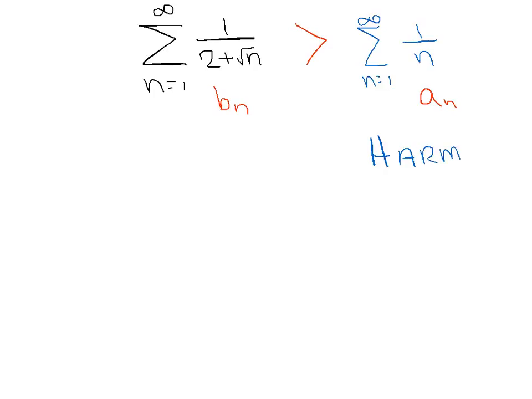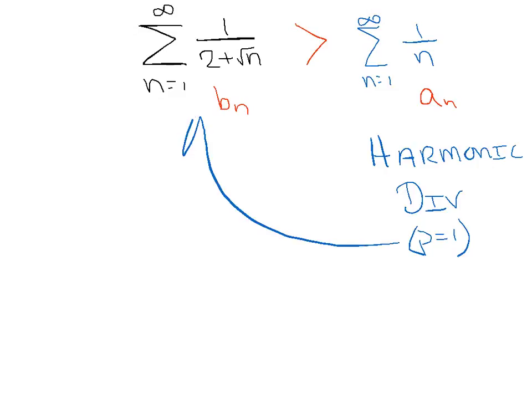With the harmonic, we can just refer to him by name. That is okay on the AP exam. And if we know the harmonic diverges, of course the p-value is 1 if you want to mention that. If the harmonic diverges and he's the smaller series, then the larger series is guaranteed to also diverge according to the direct comparison test.